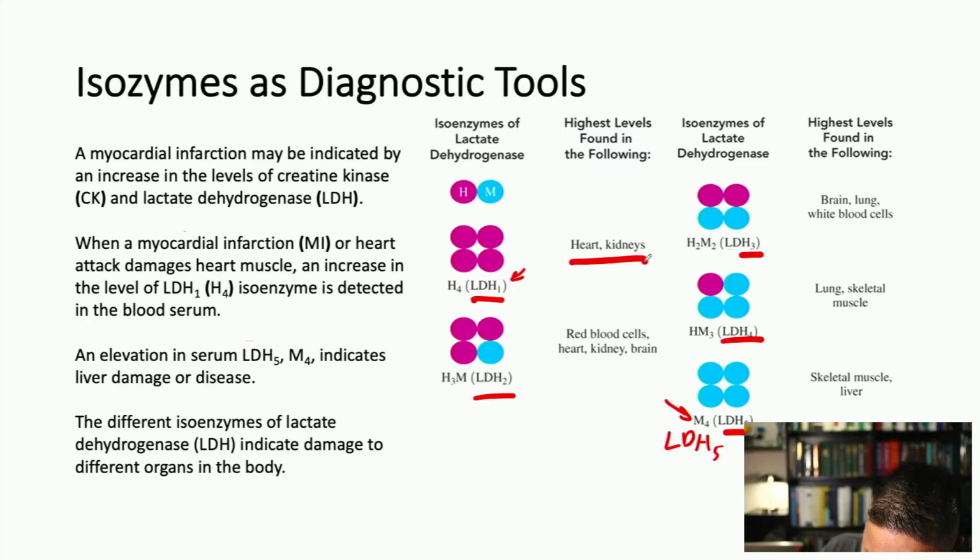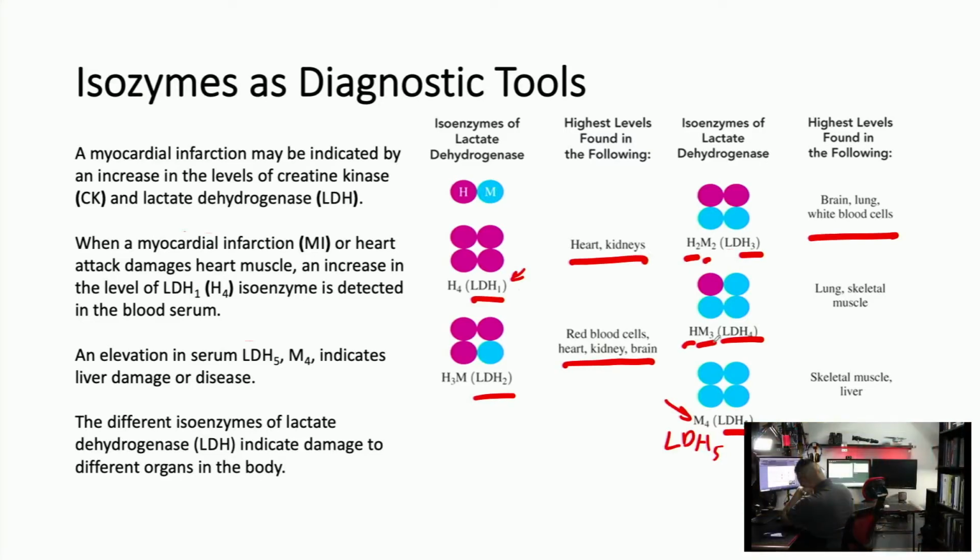LDH 1 is in the heart and kidneys. LDH 2 is in the red blood cells, heart, kidneys, and brain. LDH 3, which has 2 H subunits and 2 M subunits, is in the brain, lung, and white blood cells. LDH 4 has 1 H subunit and 3 M subunits, in the lung and skeletal muscle. And we already spoke about LDH 5, 4 M subunits, which are in the skeletal muscle and the liver.